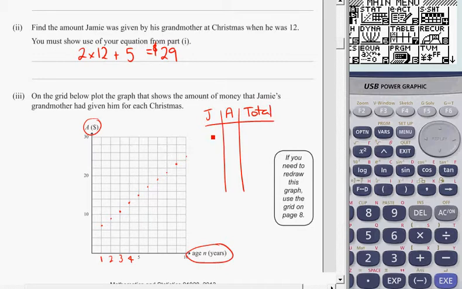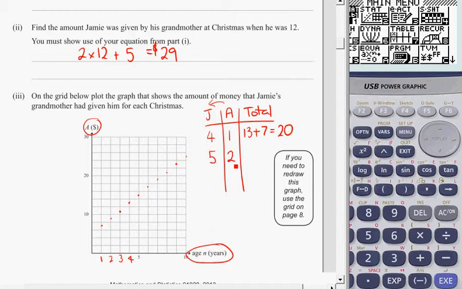So if Jamie is 3 years older than Anna, then when Jamie was 4, Anna was 1, and we could work out the total amount given. So Jamie would have got 2 times 4 is 8, plus 5 is 13, and Anna would have got 2 times 1 is 2, plus 5 is 7, so altogether the grandmother would have given out $20.